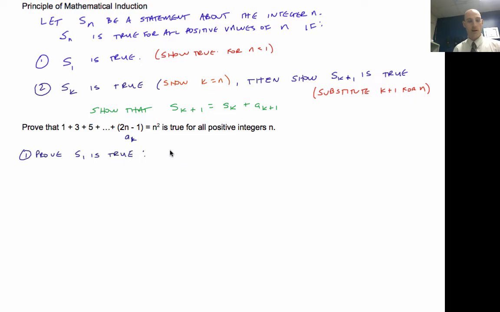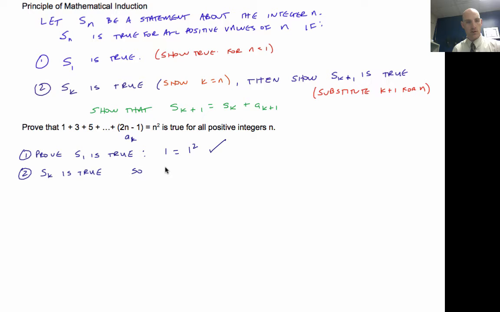What does that mean? Well, does 1 equal 1 squared? Yes, true. That's my first term, right? Step 2: if it works for the first one, then assume that S sub k is true.